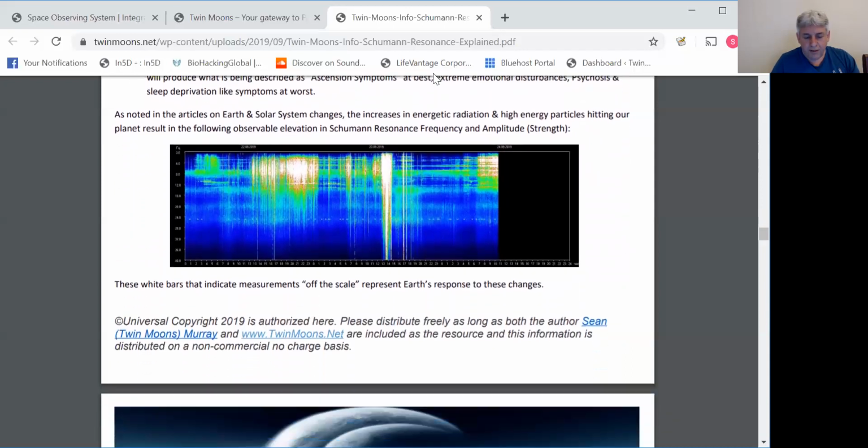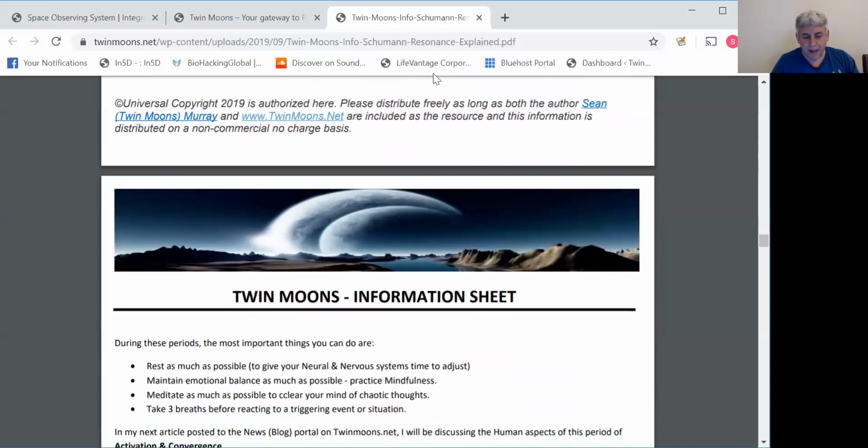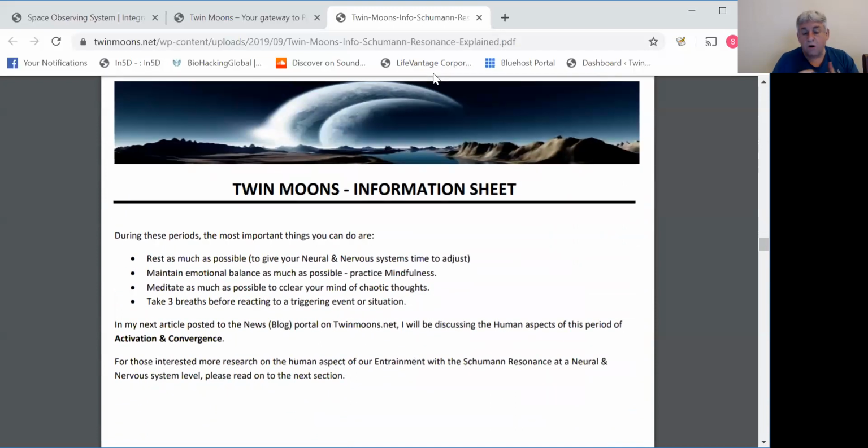The rest of the paper really talks about some of what can we do. So these are motherhood statements. It's true, but they are definitely sound behaviours to put into our toolbox and to adopt whenever there's a period of intense energetic peaking on the planet. Rest as much as possible. Give your neural and your nervous systems time to adjust to the frequency changes. Maintain emotional balance. Practice mindfulness.